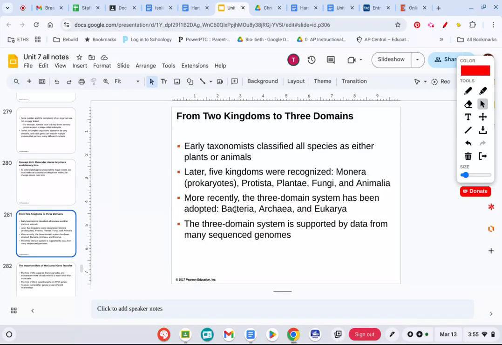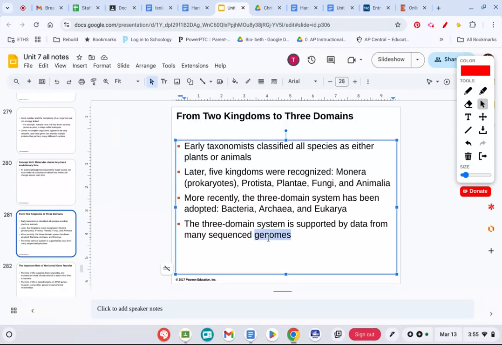And then more recently, because of support from whole genome sequencing and looking at all the DNA, all the genes, all the sequences of A's, C's, T's, and G's, we realized that on top of kingdoms, we should have these domains. And we talked about these: the bacteria, archaea, and eukarya.